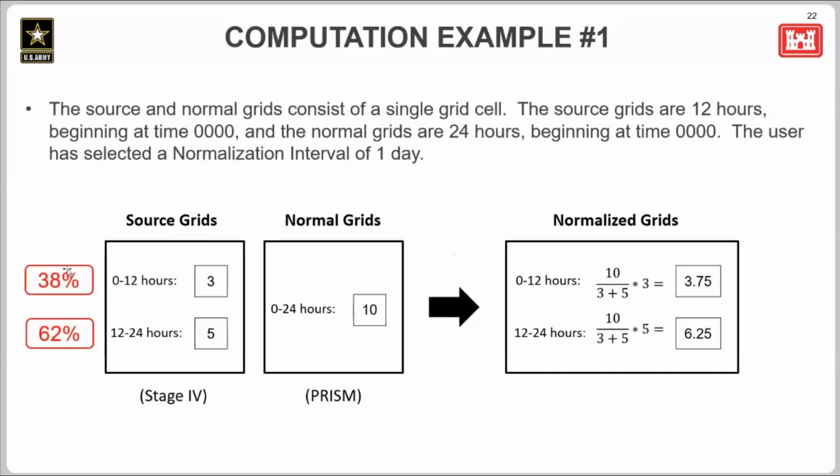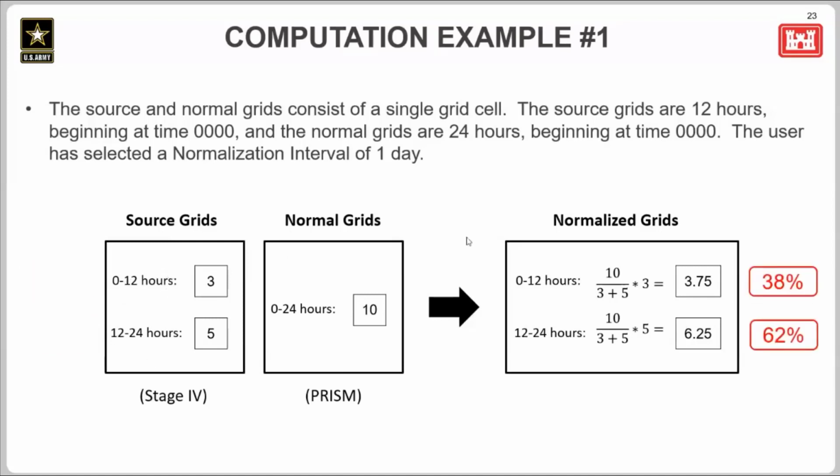So you see that we have a distribution of rainfall over time of 38% in the first 12 hours, and then 62% fell in the second 12 hours. And in our normalized grid, we have that same distribution. So our magnitudes have increased so that when we add them together, they equal 10, equal to our normal grids, but we're keeping the same distribution of 38%, 62%.